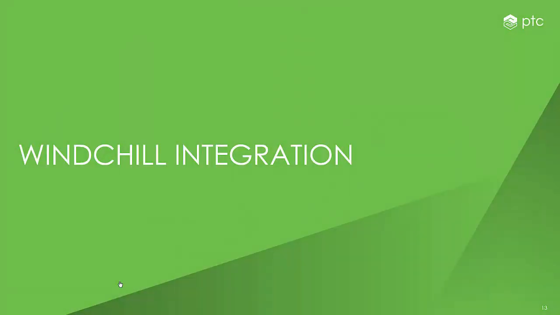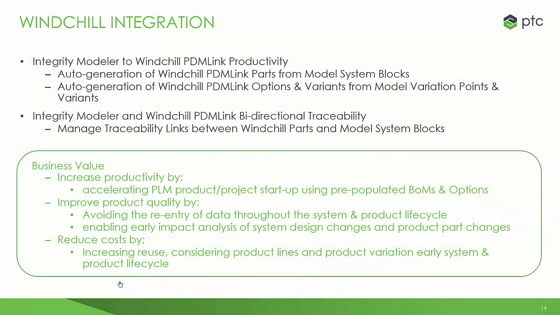So now that we've looked at Integrity Modeler, modeling for ThingWorx and the Internet of Things, now let's take a look at the new integration with Windchill. There are two parts to this integration. Firstly, productivity, so using the system model as a starting point for our bill of materials and part structure. And secondly, bidirectional traceability, so that we can see the impact of change.